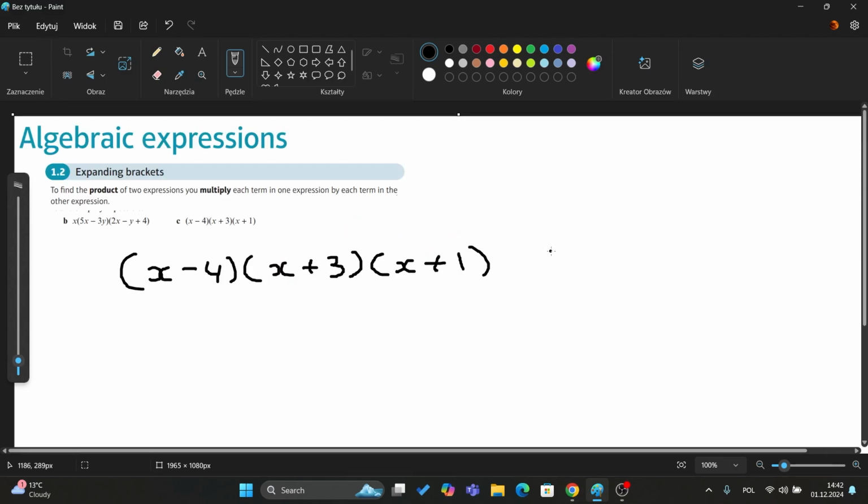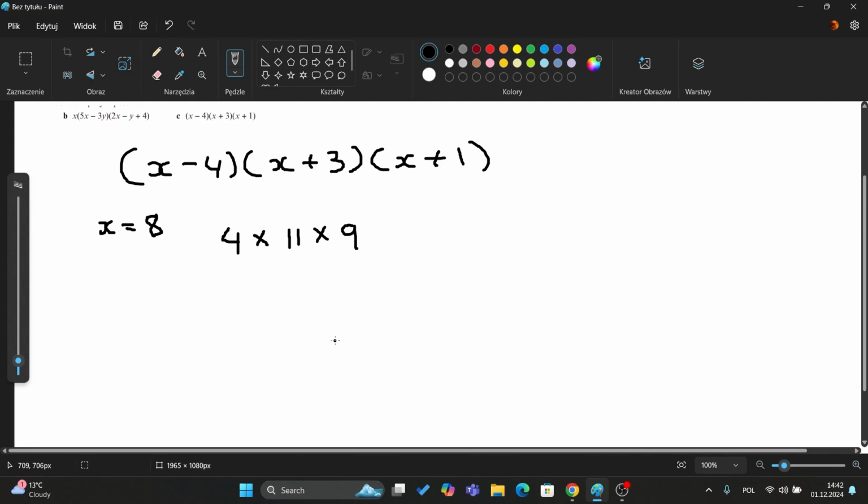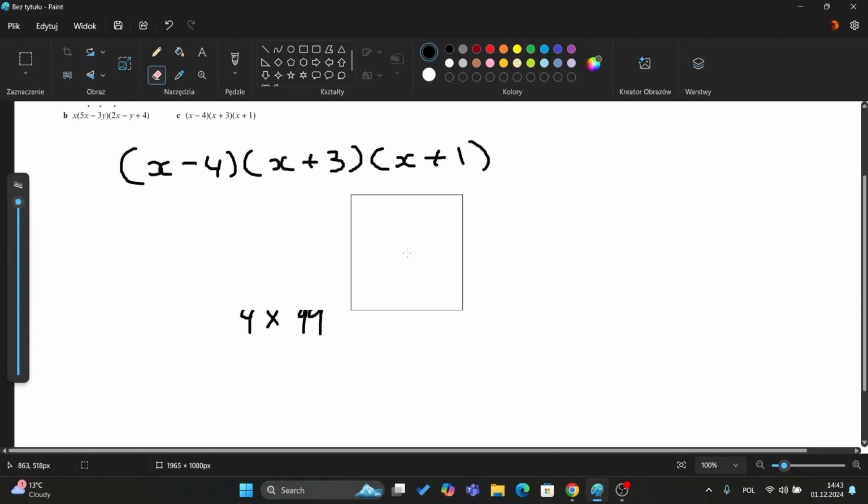Now we're dealing with three brackets. So if those brackets were numbers, let's say x would be equal to 8, then that would be 8 minus 4 would be 4, times 11 times 9. So how do we tackle this? We would do 4 times 11 first to give us 44, and then times 9. Or we could do 11 times 9, which is 99, times 4. It doesn't matter which way we do it.